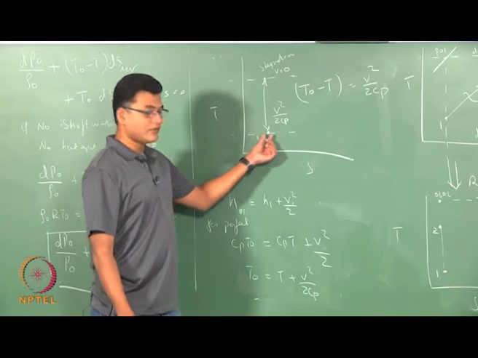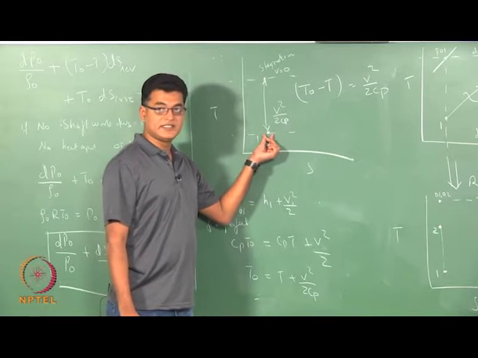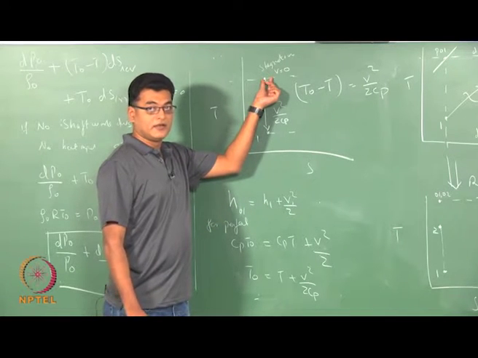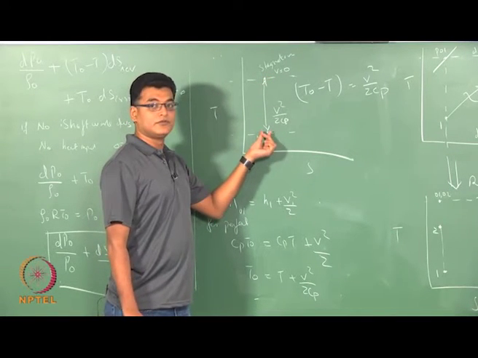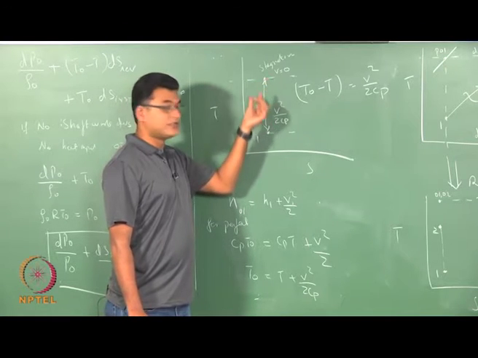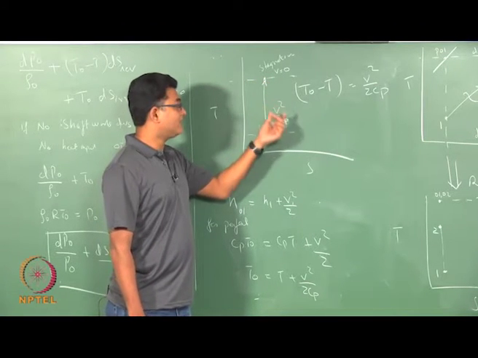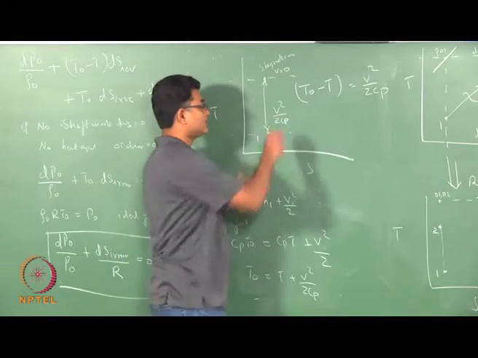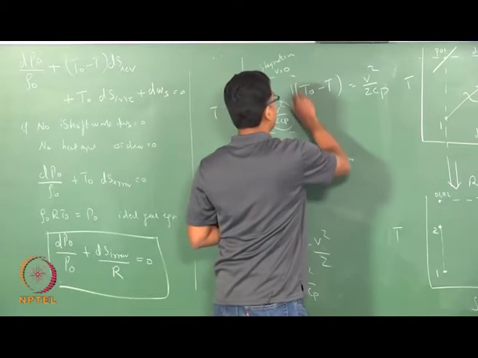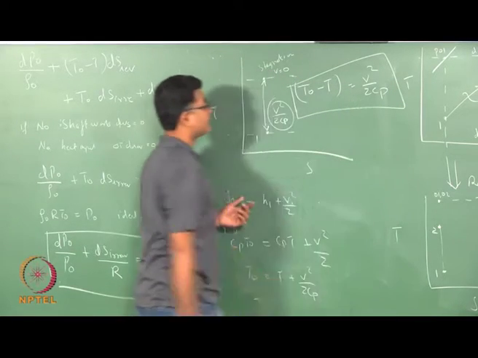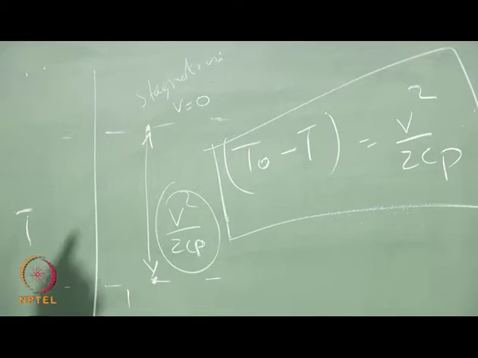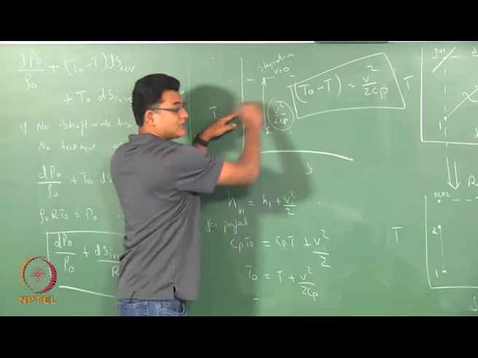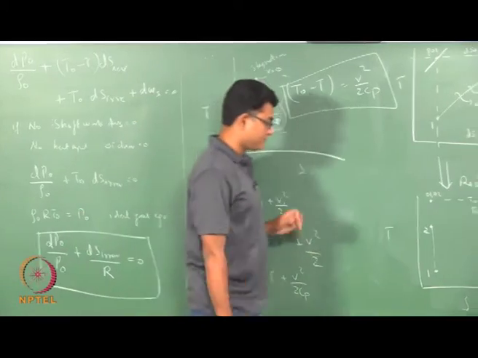So, I have a flow in which I take the static condition to a stagnation condition, meaning I take the flow to 0 velocity isentropically with no heat and no shaft work, then the difference in temperature is given by this quantity V square by 2Cp. We are going to have a few other reference quantities and we will see where they are placed in the TS diagram.